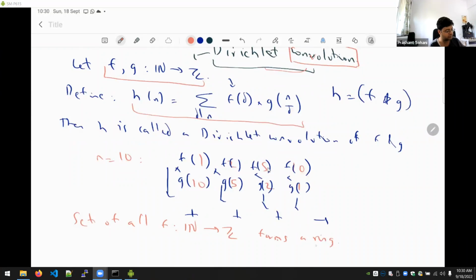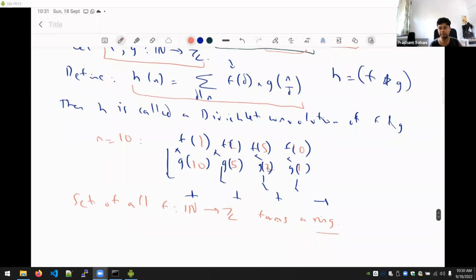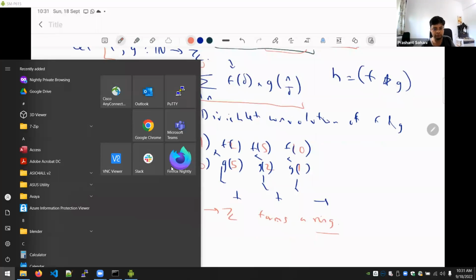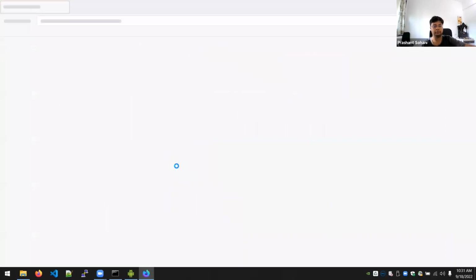What is a ring? If you remember, when we started number theory itself, we were talking about what a ring is. It is a set of objects under which you can do addition, multiplication, things like that. That is what these functions allow us to do. In fact, let me open the Wikipedia page to show you how interesting this whole field is.